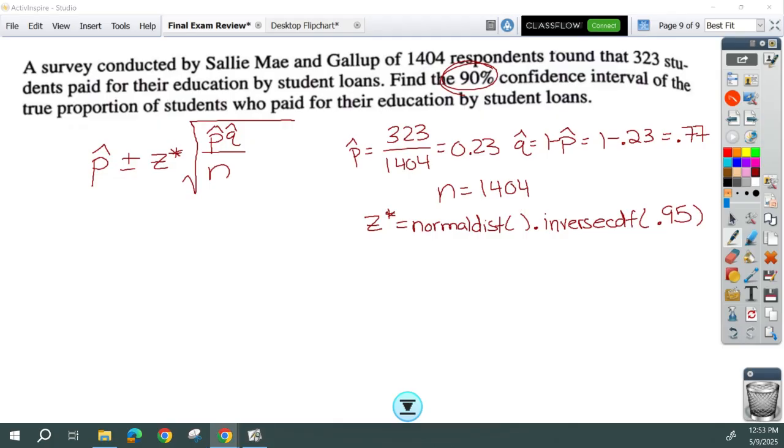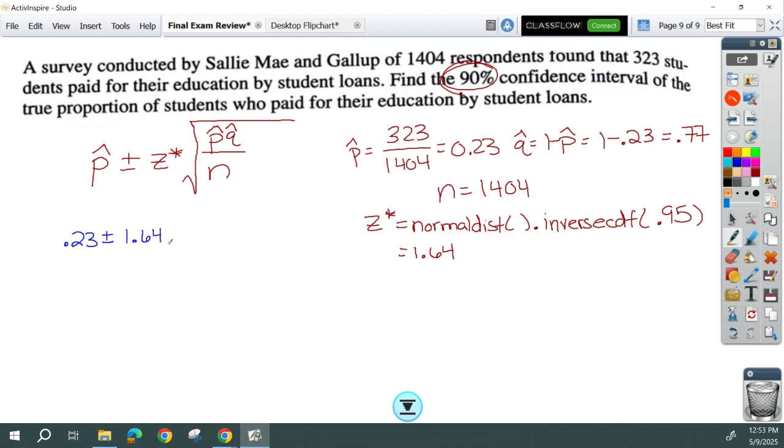And I'm going to go ahead and calculate that really quickly. You should do the same and make sure you get the same answer as me. So if you need to pause, do that, and then plug all that into Desmos, and you should get 1.64 approximately. So just like with the means, we're going to plug in everything we know. So I'm going to plug in 0.23 for P hat. I'm going to plug in 1.64 for Z star.